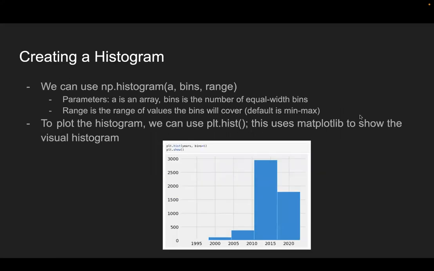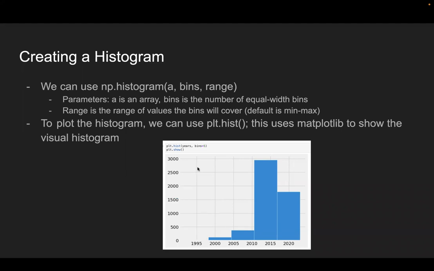Another thing that is good when you're looking at your data is creating a histogram. We can use np.histogram, and that takes the parameters a, which is an array, and bins, which is our number of equal width bins. As you can see here, this one has 5 bins. There's actually not anything in the first bin, but we can count 1, 2, 3, 4 that have values in it. And then range is the range of values that the bins will cover. But this will default to from the minimum value to the maximum value, which is usually what we want, unless your data is really unbalanced. That's a situation where you wouldn't want to do min to max.